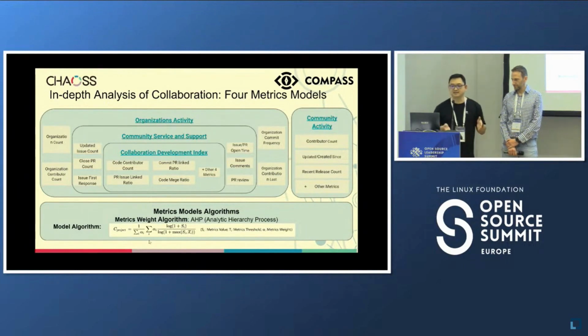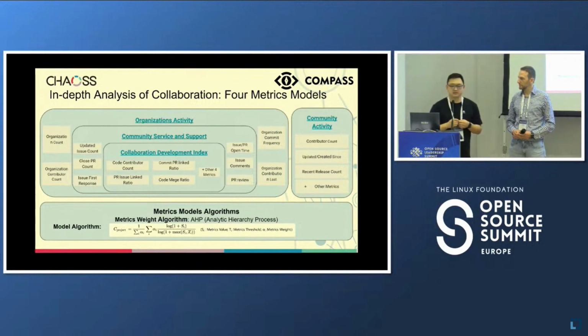Actually, this was created by Rob Pike, who is a very respected person. I remember he just retired several years ago, but he made a lot of contributions in this area. So we decided to use this algorithm as the algorithm of the metrics model, and we did make some improvements, but anyway, we initially use this as our default algorithm to calculate the metrics model.